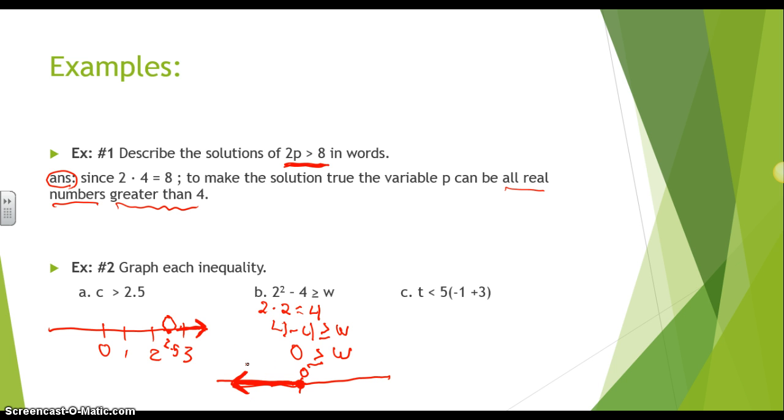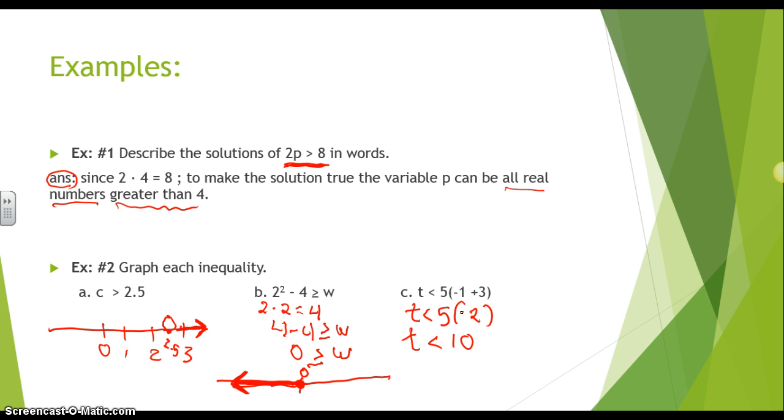Let's look at the last example. We have t is less than 5, parenthesis, negative 1 plus 3. Let's take care of what's in the parentheses first. Negative 1 plus 3 is going to give me 2. So I have t is less than 5 times 2. 5 times 2 is 10, so this is t is less than 10.